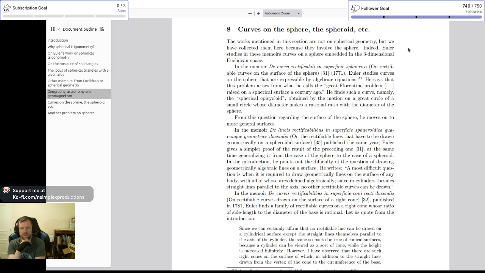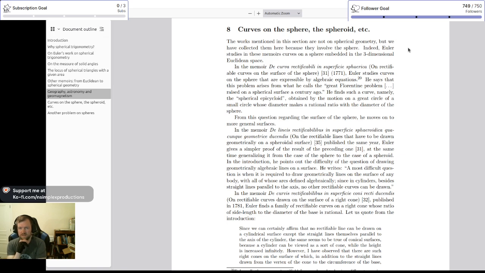In the memoir De curvis rectificabilibus in superficie sphaerica, on rectifiable curves on the surface of the sphere, 1771, Euler studies curves on the sphere that are expressible by algebraic equations. He says that this problem arises from what he calls the Great Florentine problem raised on spherical surface a century ago.